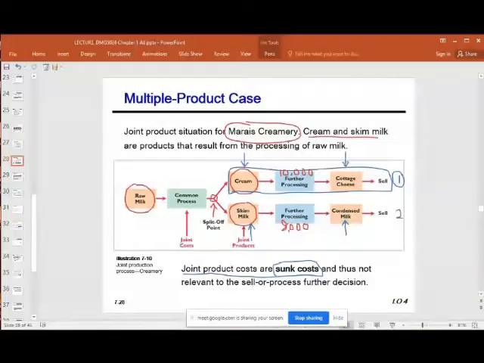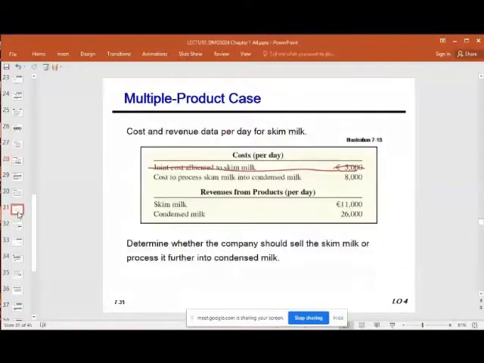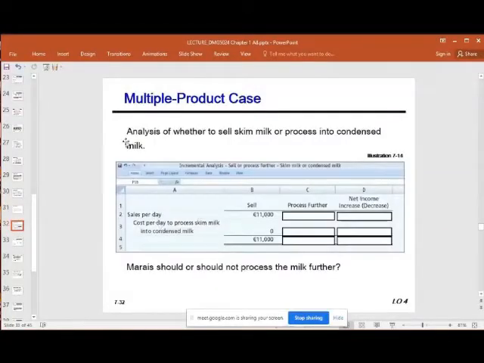Okay, and then skim milk, they are selling 11,000, and condensed milk, they are selling 26,000. This is the revenue. So they say determine whether the company should sell skim milk or process further into condensed milk. So this is the decision. Same thing: if you sell, you are selling skim milk. If you process further, you are selling condensed milk.